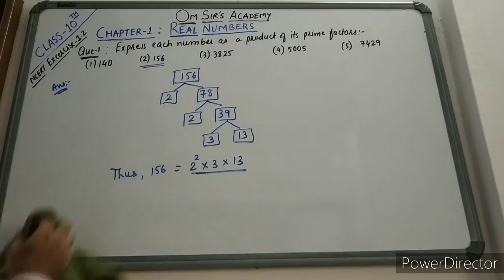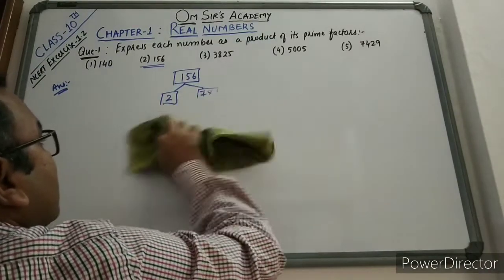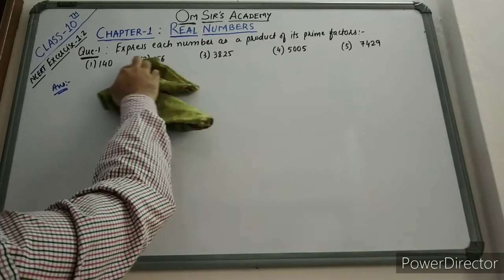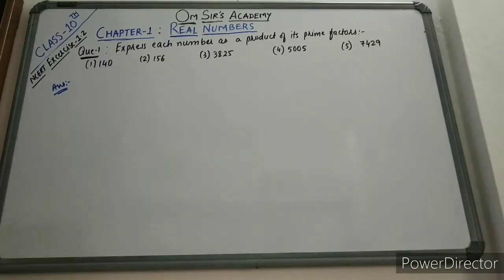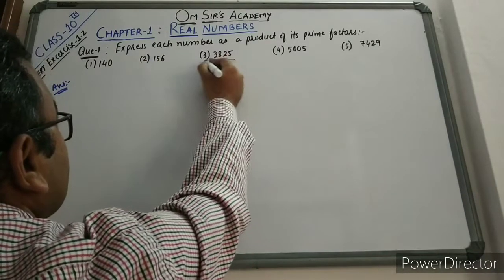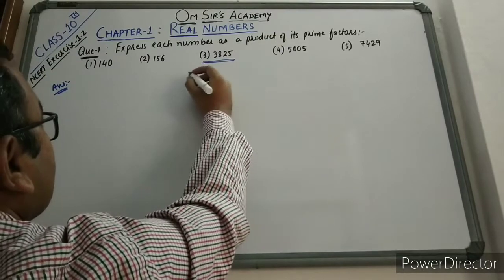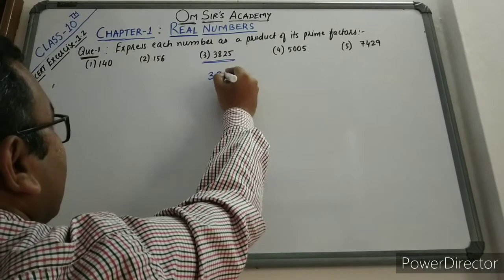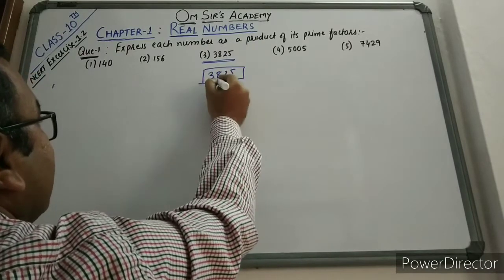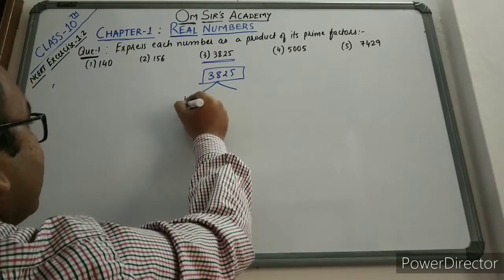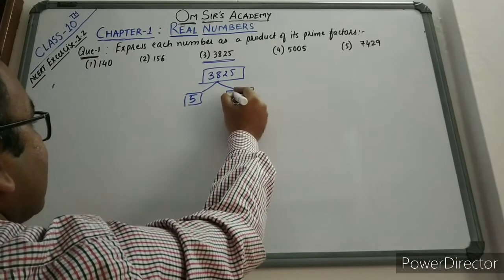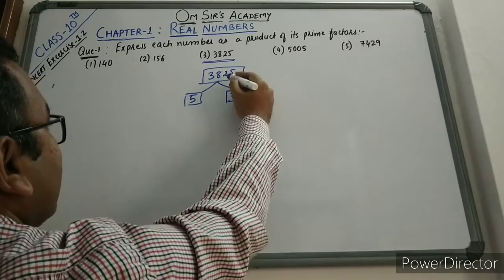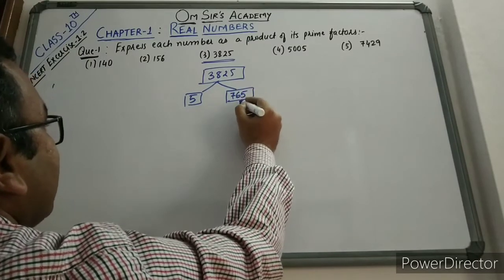Now we move to the third sum. The third sum is 3825. So what can be the prime factors of this? It can be divided by 5. 5 7s are 35, 3 will remain, 3 2 is 32, 5 6s are 30, 2 5 is 25, 5 5s are 25.